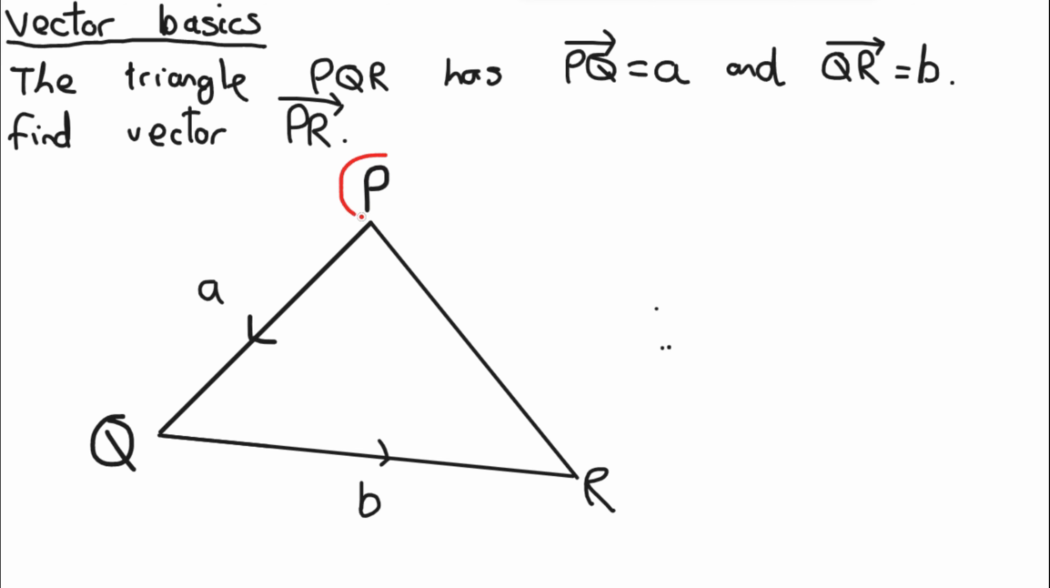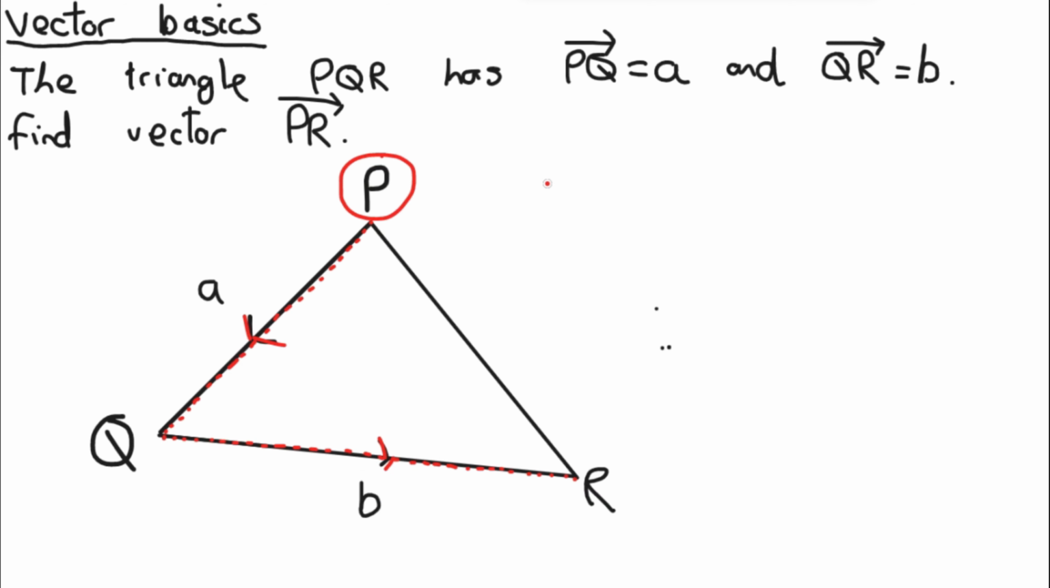So we're going to start from P here, and we're going to go through this line here. Remember, we want to end up at R. So we're going to go through this line here, like this, and then in order to get from Q to R, we're going to go through this line here. We go through this line in this direction, and we go in this line through this direction.